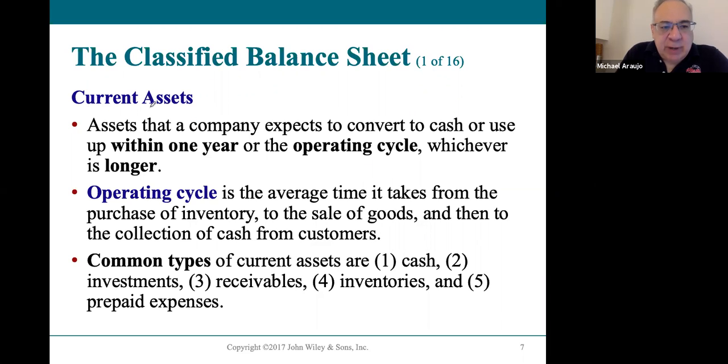So again, I've already explained current assets are going to be converted to cash or used up within the year. That's where the word current comes in. If you see the word current, you're thinking short term. If you're thinking short term, it's within a year. And we've already been introduced to many different types of current assets, like cash, short-term investments, receivables and inventories, etc.